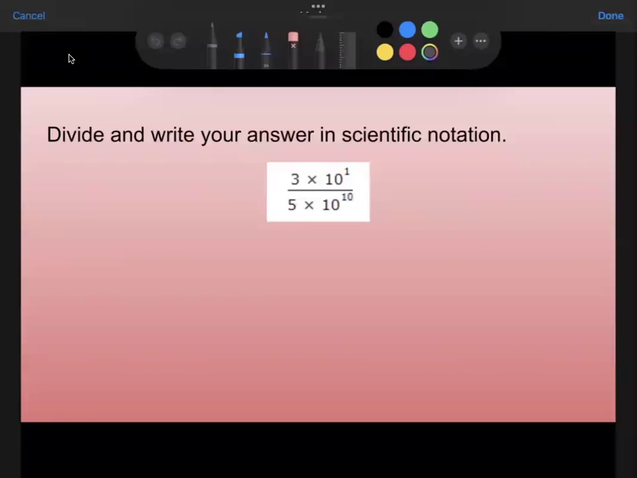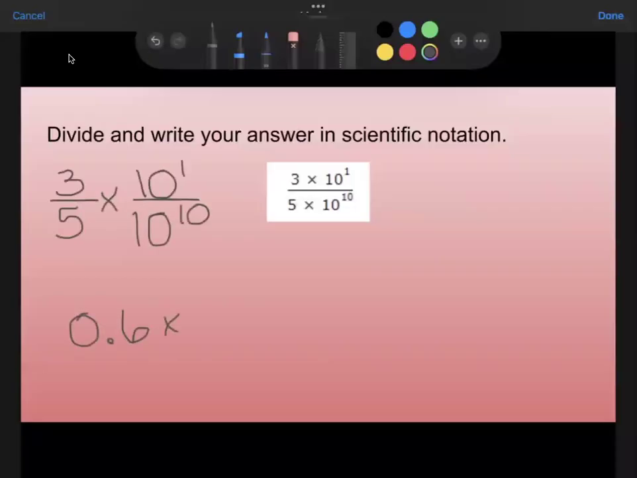Okay, here is our last one for today's video. We're going to take 3 times 10 to the first and divide it by 5 times 10 to the 10th. So I'm going to go ahead and rewrite these as separate factors. 3 divided by 5 times 10 to the first divided by 10 to the 10th. So 3 divided by 5 as a decimal ends up being 0.6. So I'm going to write that down here, 0.6 times.